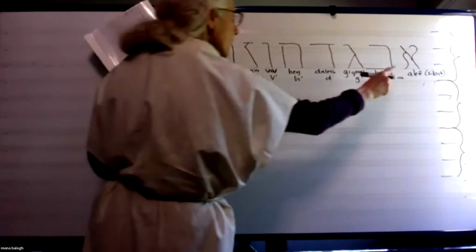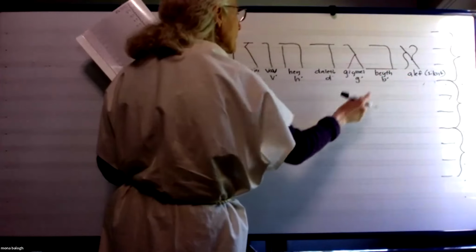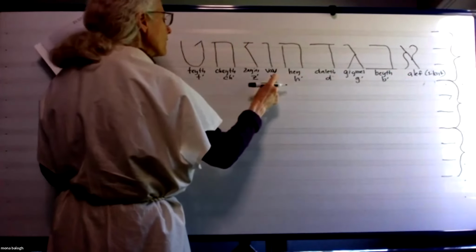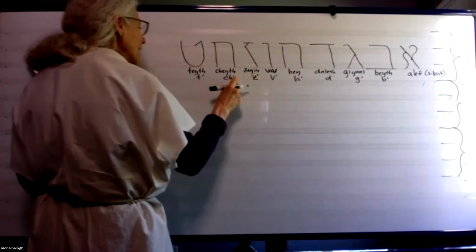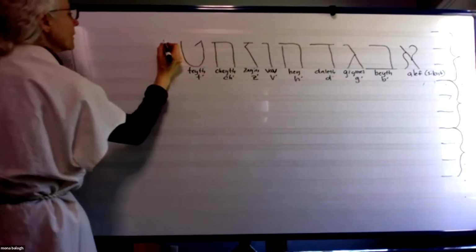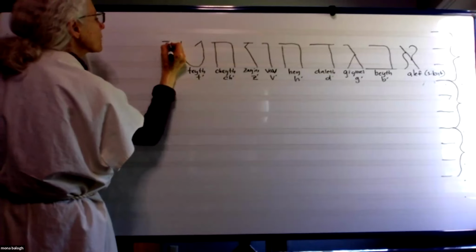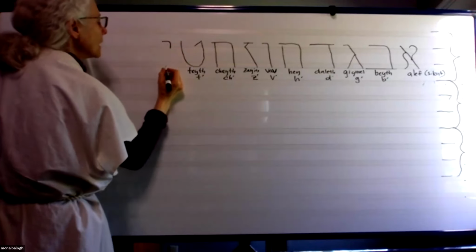Okay, review. Aleph, Beit, Gimel, Dalet, Hey, Vav, Zayin, Chet, Tet. Okay, now we do the Yud. Upper left, come across, curve down a little tiny bit. Yud, teeny weeny letter Yud.